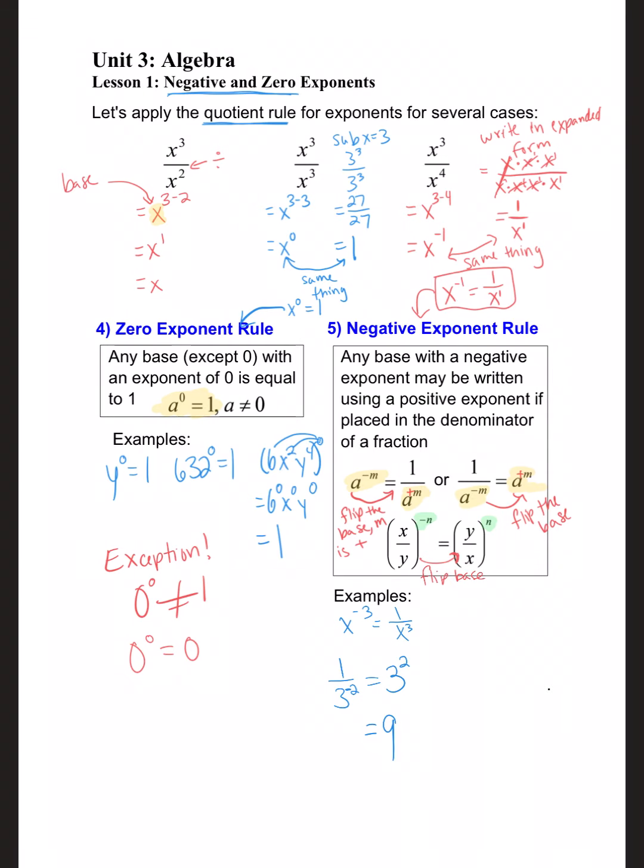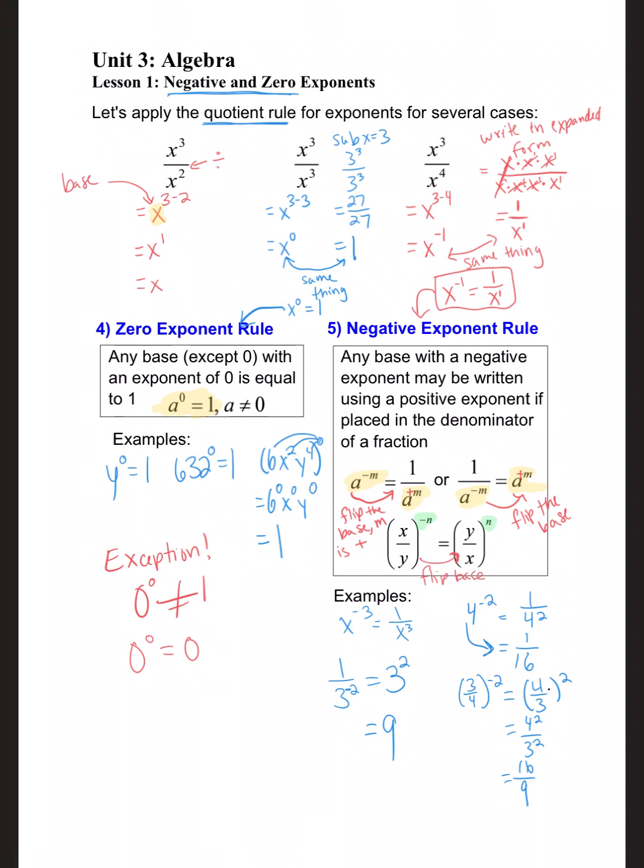Let's look at a few more. So if we had 4 to the negative 2, we could write that as 1 over 4 squared. And again, we could continue to simplify that. So 4 squared is 16. So we're saying 4 to the negative 2 equals a positive 1/16. Let's look at if we had a fraction, something other than a 1. So if we had 3/4 to the power of negative 2, in order to write that as a positive, we'd flip our base. So it becomes 4/3 squared. And then we can distribute our exponent. So we'd have 4 squared divided by 3 squared, which is 16 over 9.